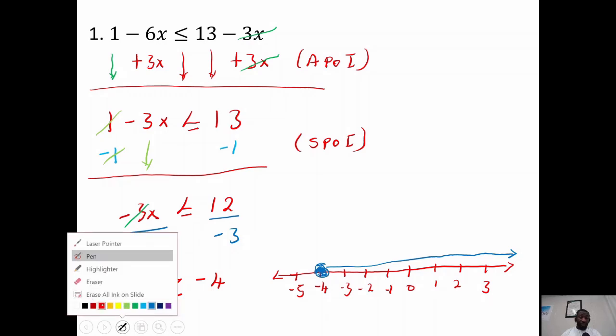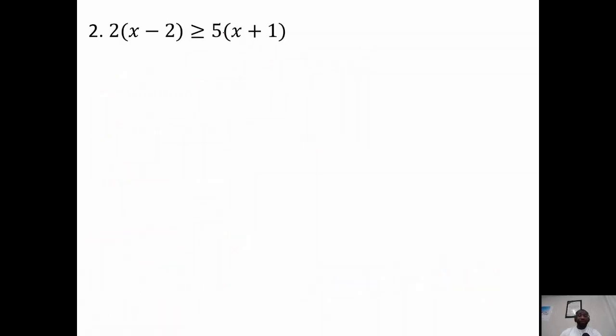Then after that, I move to my second example. It says 2 parenthesis x minus 2 is greater than or equal to 5 parenthesis x plus 1. So here we just use the distributive property. I'm going to have 2 times x and then 2 times 2, 5 times x and then 5 times 1. So 2 multiplied by x, I have 2x, minus 2 times 2, I have 4, greater than or equal to 5x plus 5.